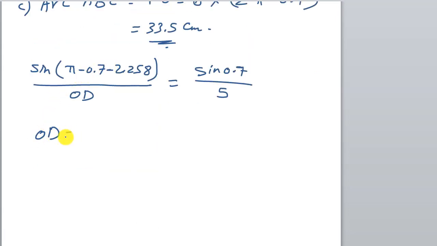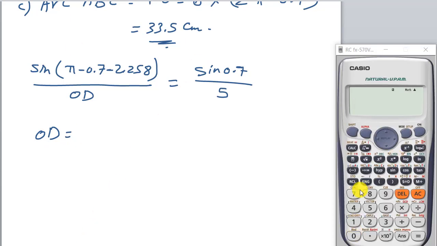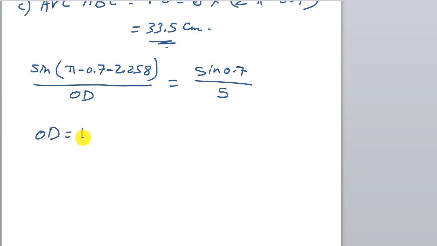So OD is equal to, let us bring our calculator, 5 multiplied by sine of shift pi minus 0.7 minus 2.258, close the bracket, divided by sine 0.7. So 1.42. So OD is 1.42 centimeters.